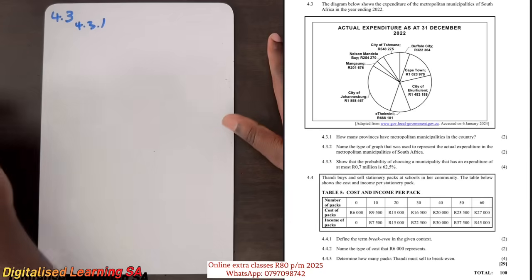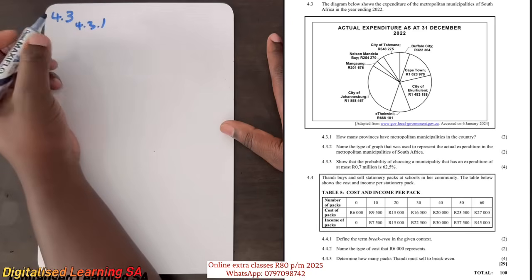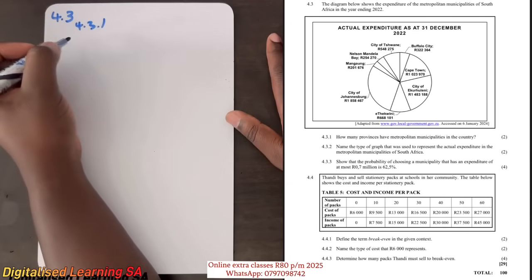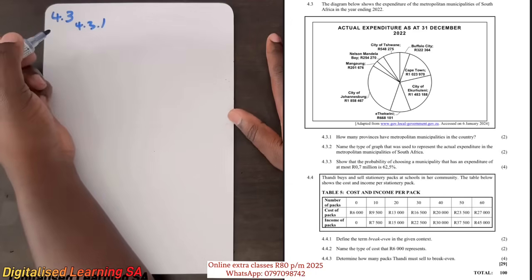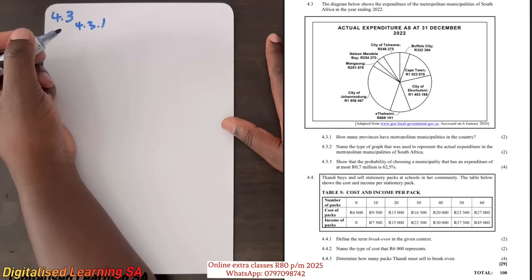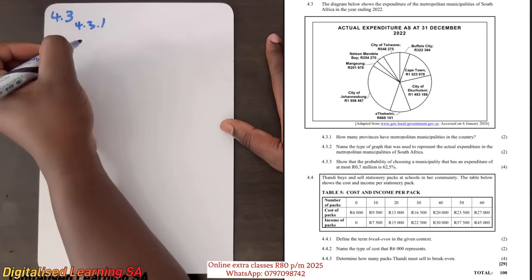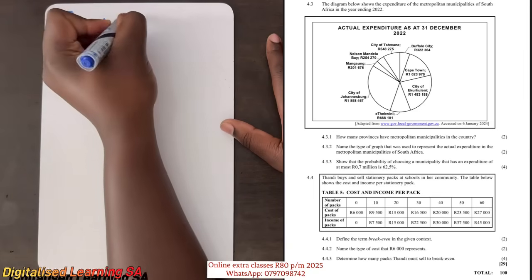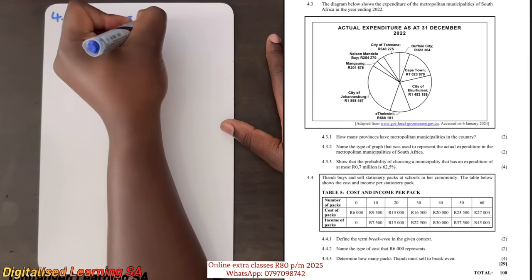Okay, so now let's move to question 4.3.1. The question is saying how many provinces have metropolitan municipalities in the country? Our answer will be 5 provinces.